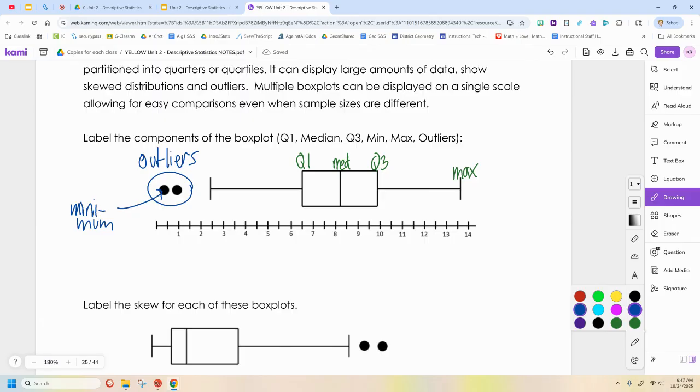And this is a piece of data right here. We know its value. Its value is 2.5. It's just the smallest piece of data that's quote unquote normal, right? Or worth looking at, or is not too extreme. Okay? So that piece of data is not the minimum, but it is the end of what we call the tail of the box plot.